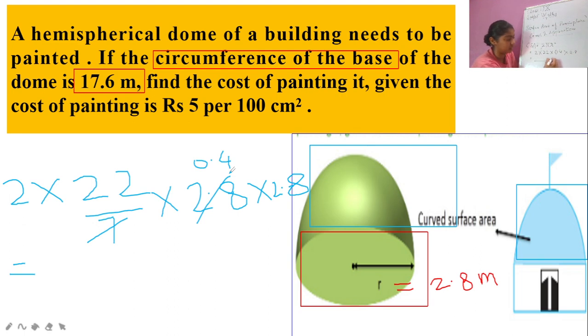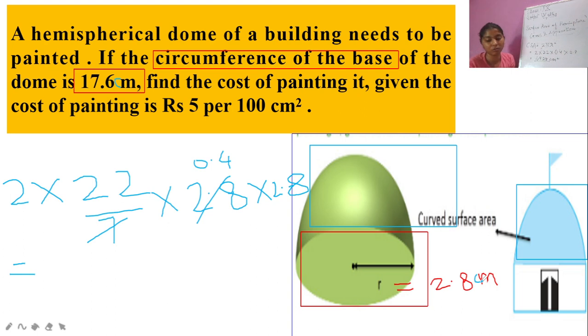So calculate its answer. Is it coming out in centimeter or meter? Students, make sure it should be meter. Okay, now you have to tell me the answer. Yes, for the curved surface area we get 49.28 meter square. So you will calculate firstly the curved surface area.